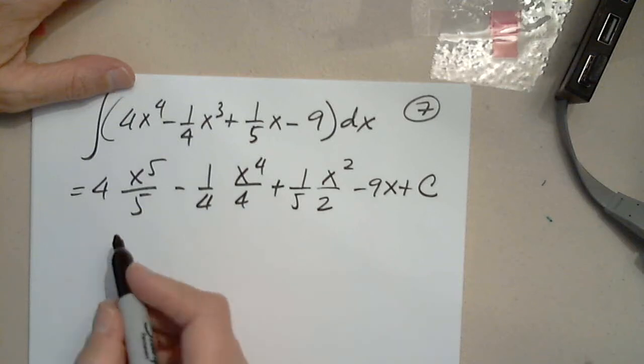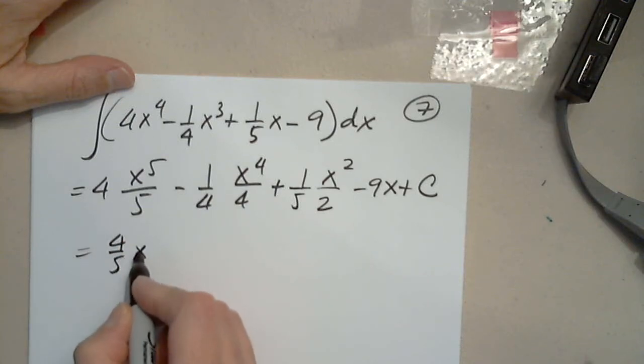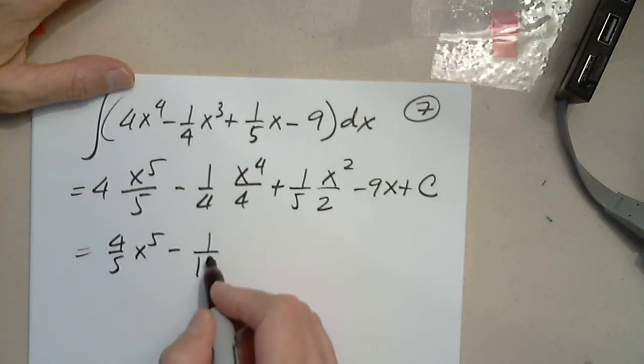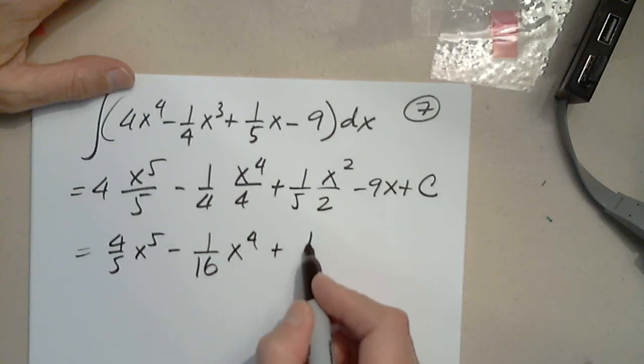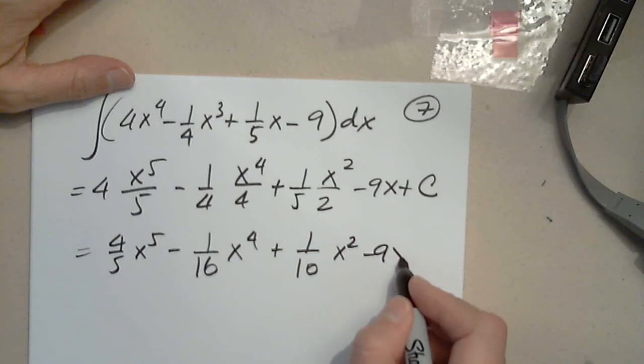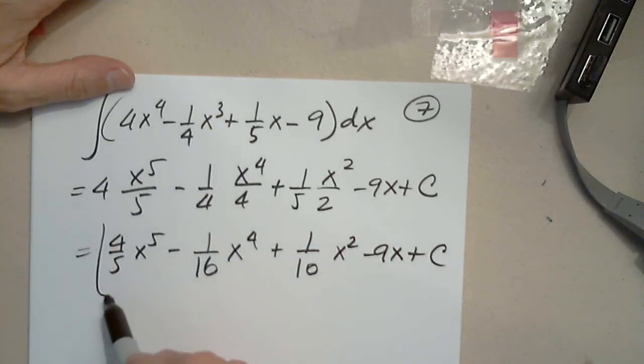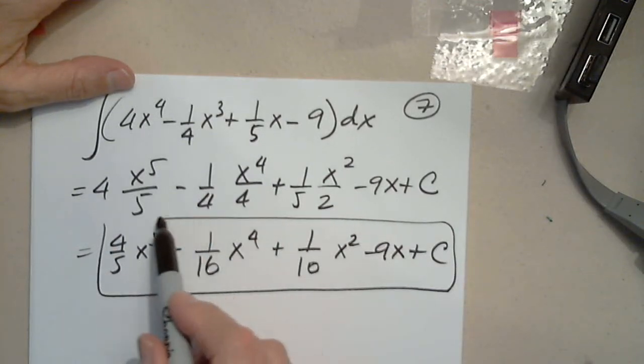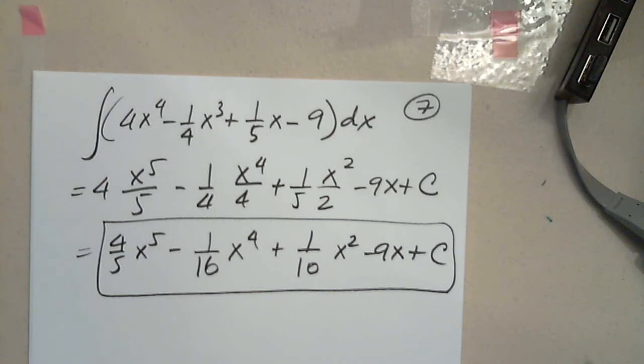And I have to clean it up a little bit. So 4/5 x to the 5th minus 1 over 16 x to the 4th plus 1 over 10 x squared minus 9x and plus c. Is this okay? Yes. I'm almost done right now. Any questions?